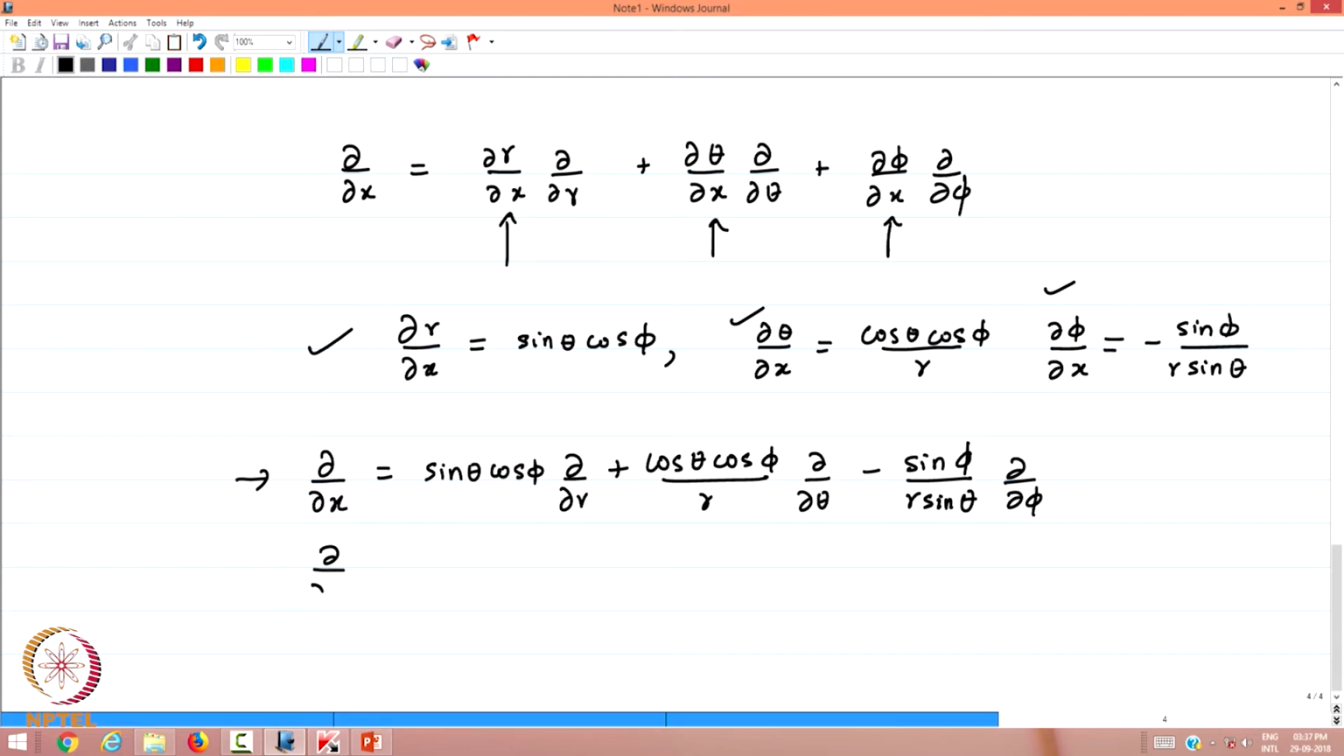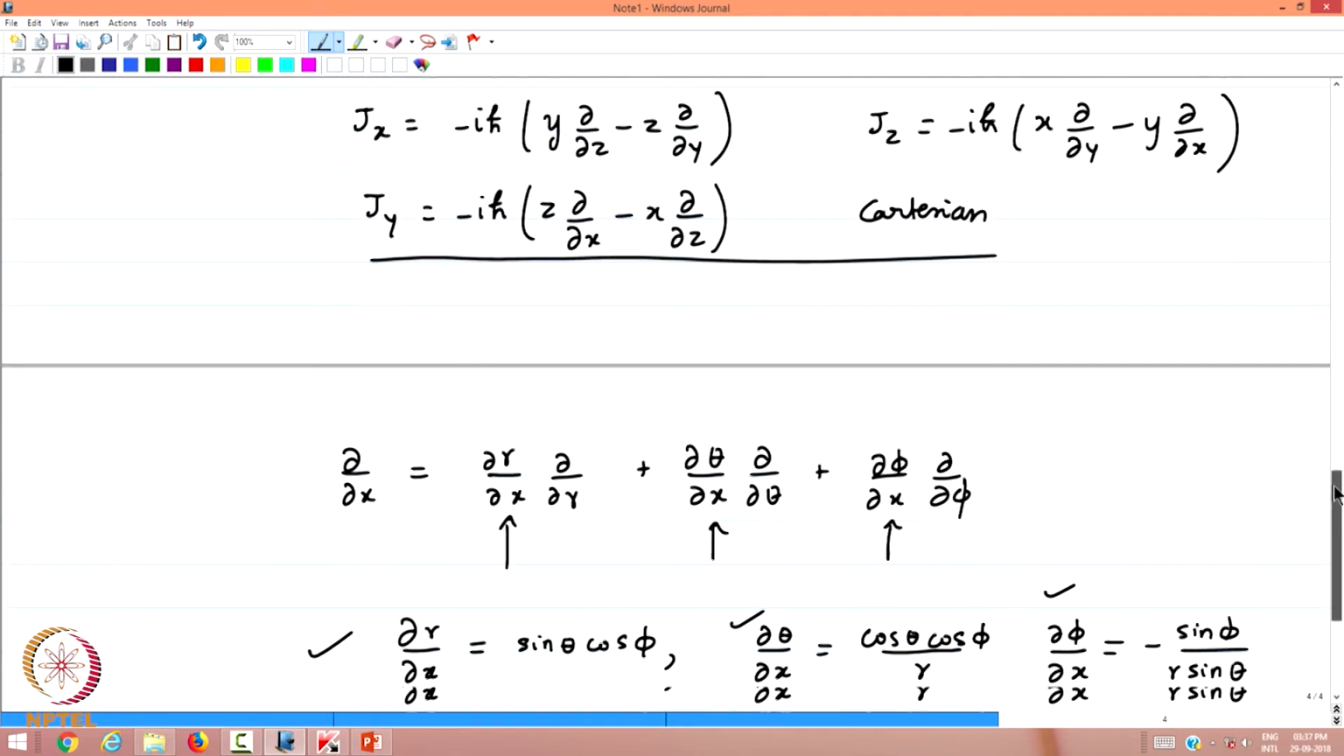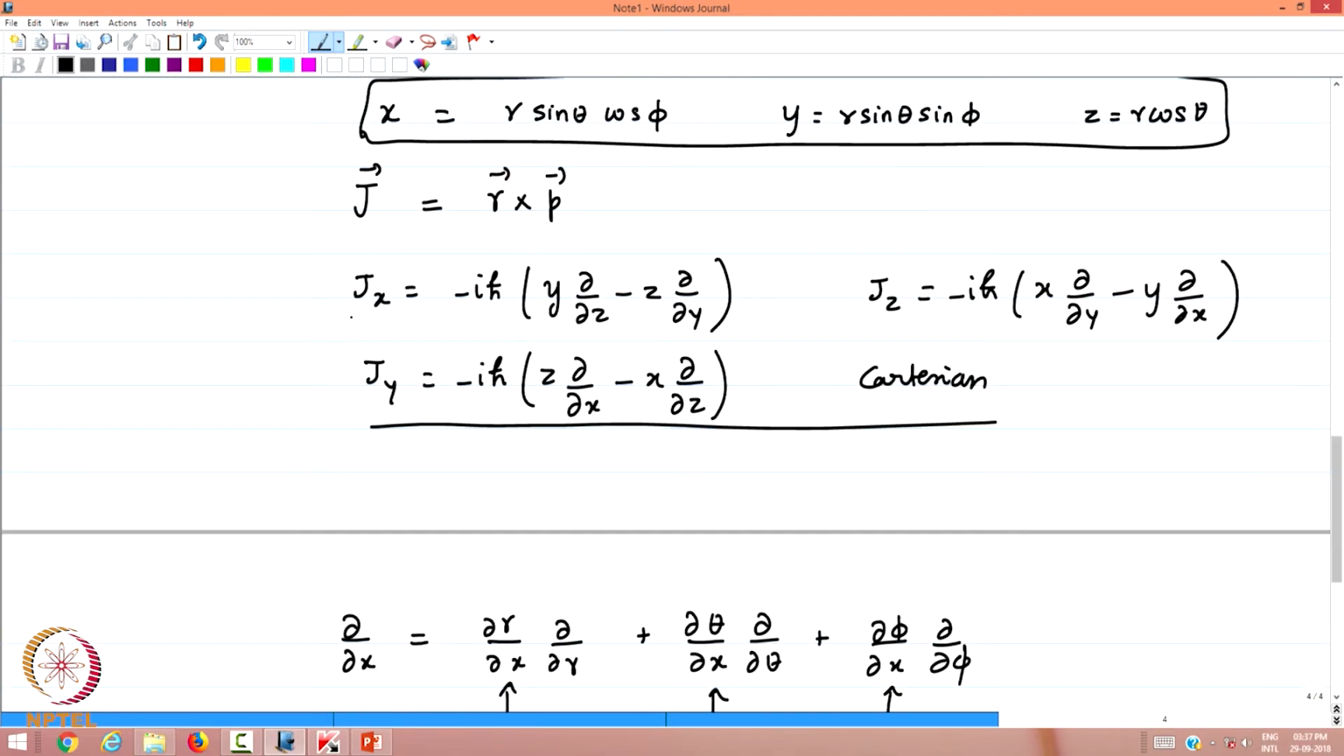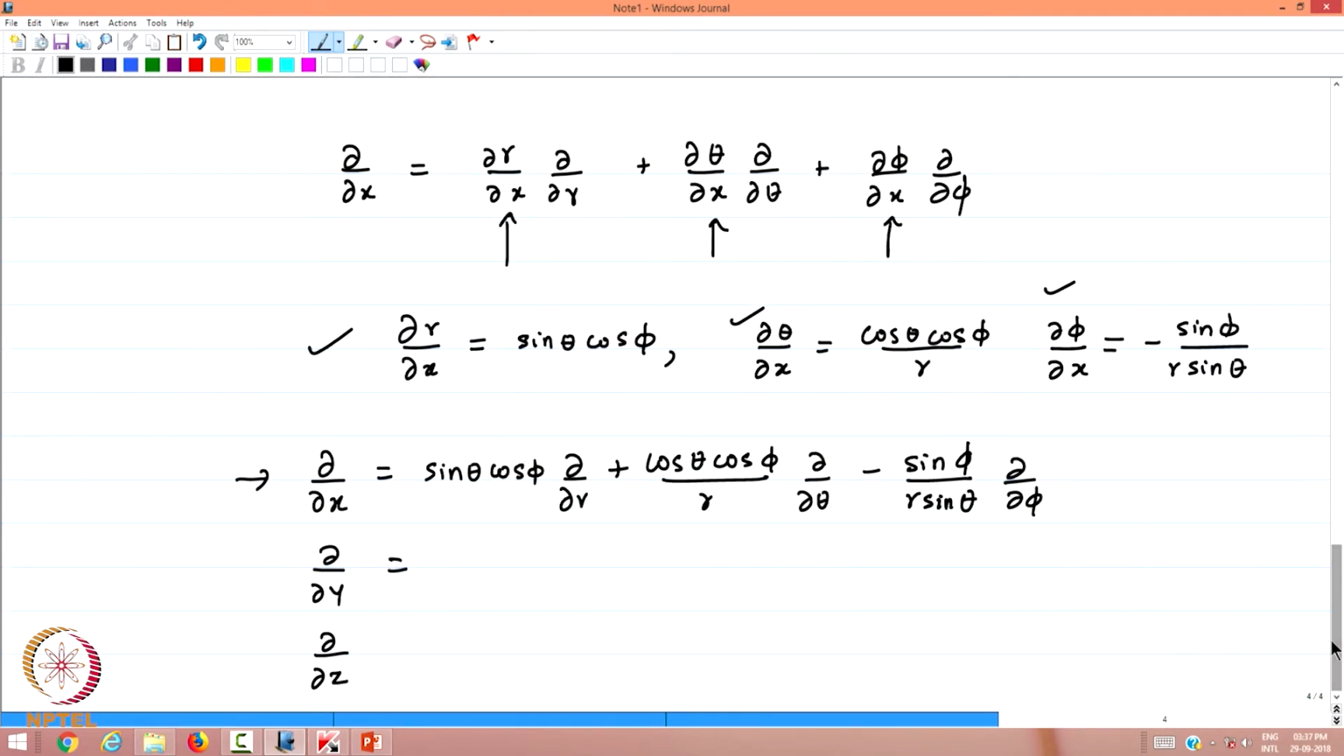Likewise, you need to know the derivative dou by dou y and the derivative dou by dou z in order to calculate the x component of the angular momentum given by this formula, y dou by dou z minus z dou by dou y, and so on, the others. Therefore, the first thing is to write these derivatives, and let me just copy the other derivatives from your lecture sets earlier.